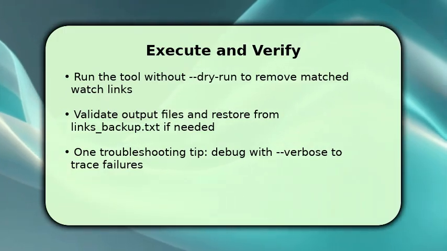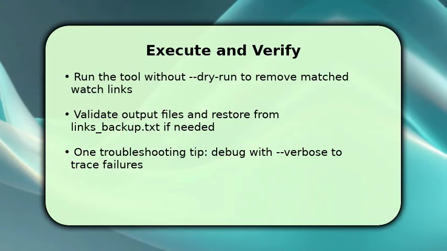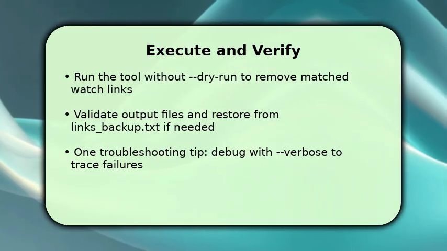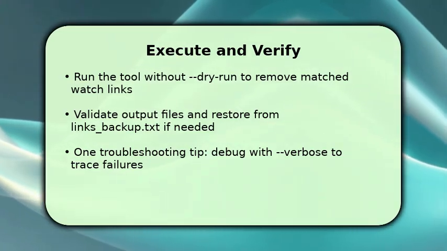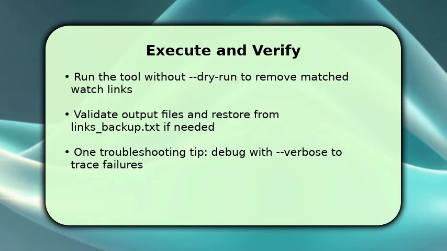Make sure to run a final validation script to confirm link integrity across your dataset. If issues persist, rerun the process with verbose to trace what the tool matched and why, then adjust.